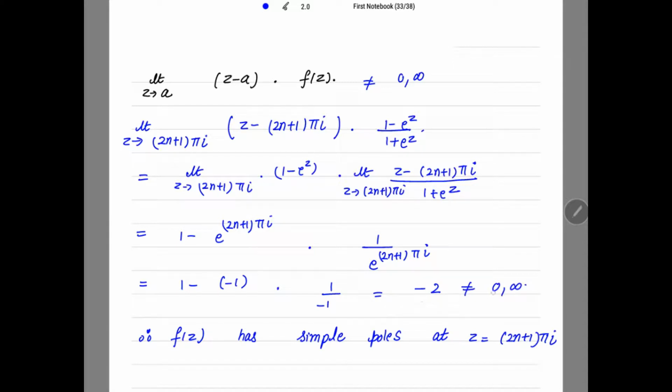Because it is not equal to 0 and infinity, that means f(z) has a simple pole at z equal to (2n+1)πi, because here the power is 1. I have taken the power to be 1. So for power 1, I am getting my limit not equal to 0 and infinity. That means I am having a simple pole of order 1.